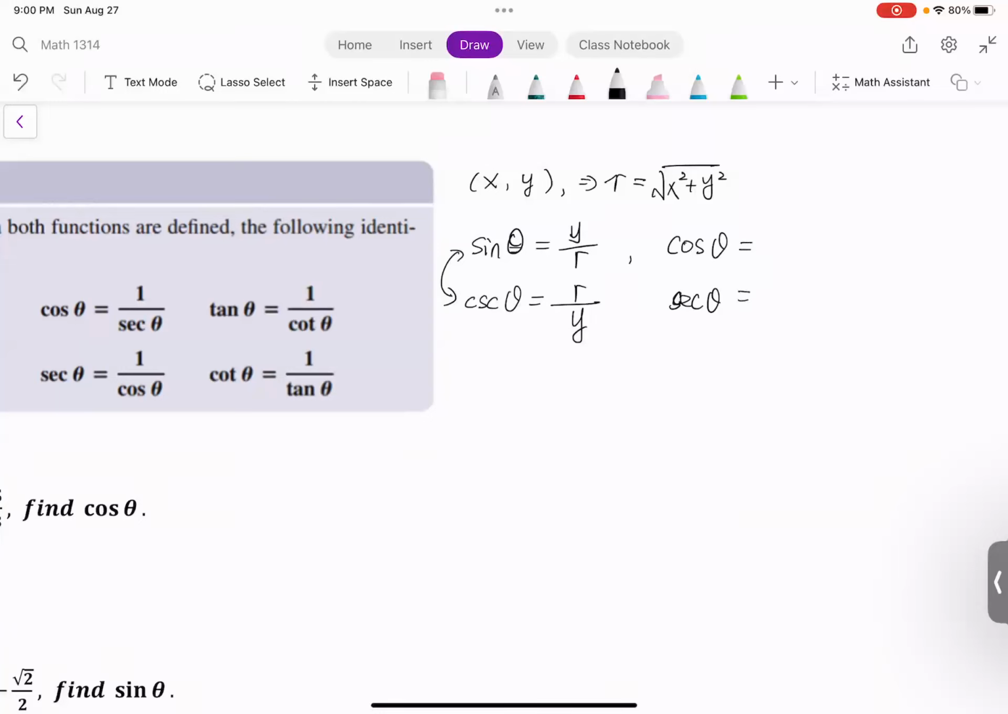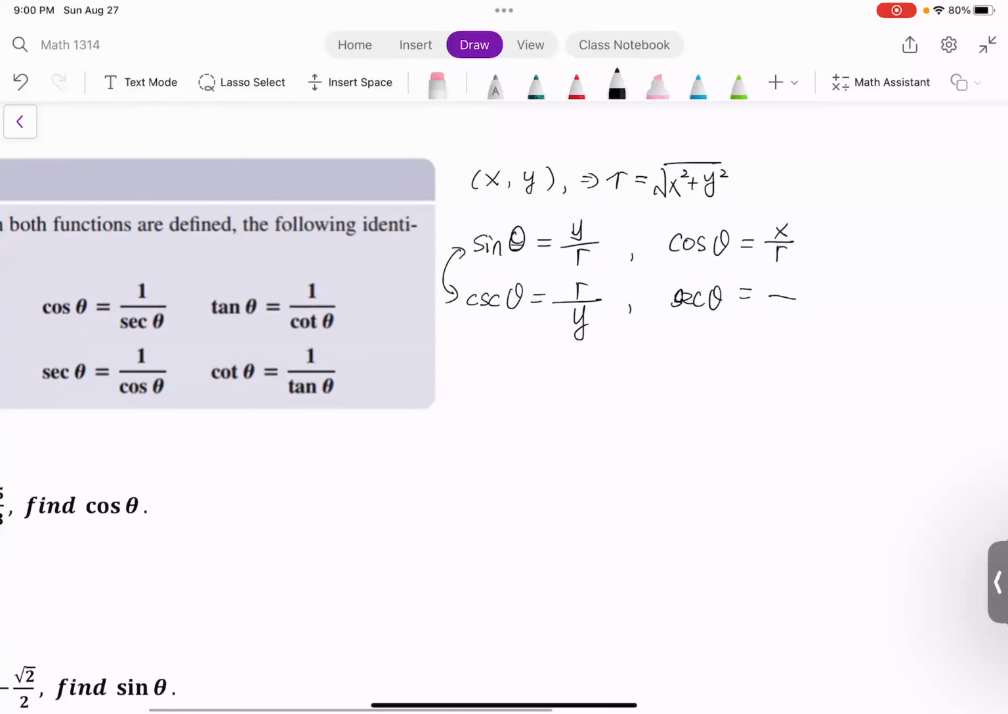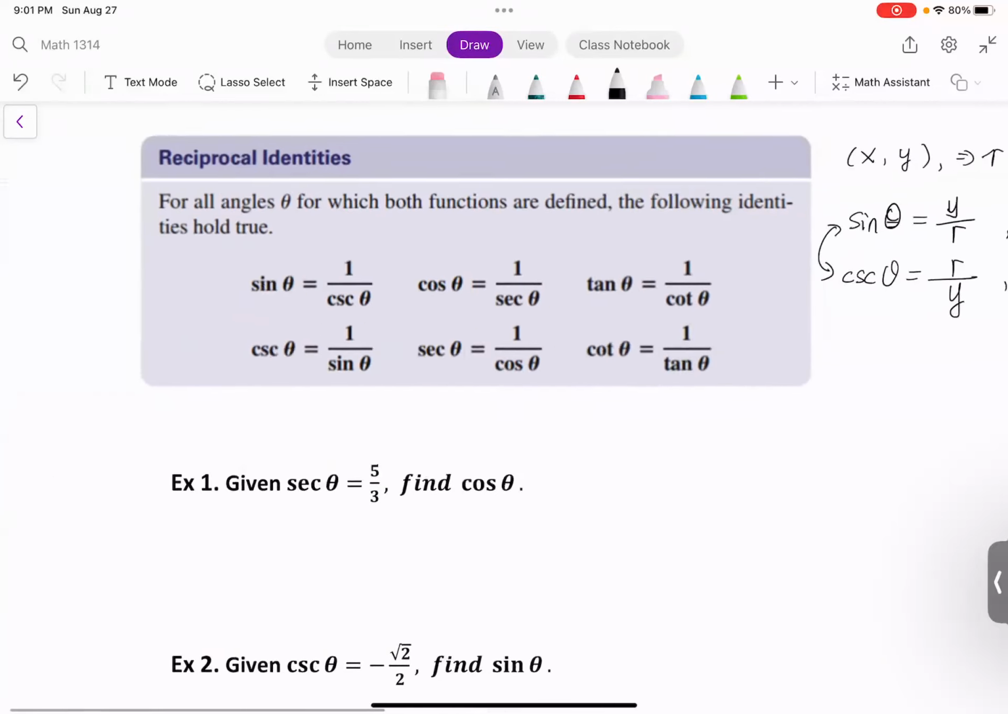Cosine theta equals x over r. So its reciprocal, secant, is r over x. And the next couple is tangent theta, y over x, and cotangent theta, x over y. So let's do the review.